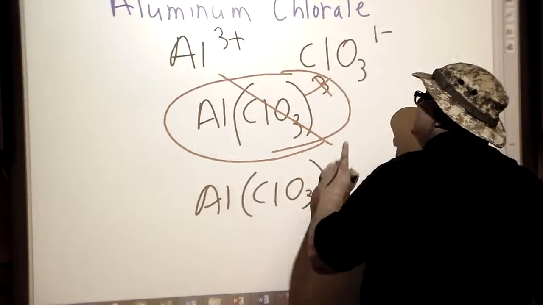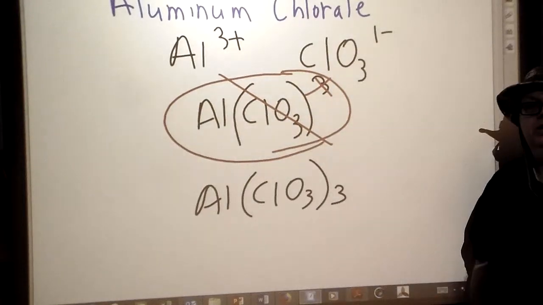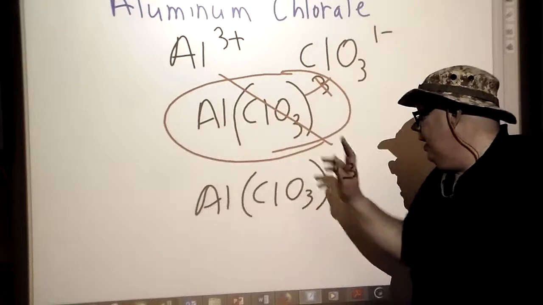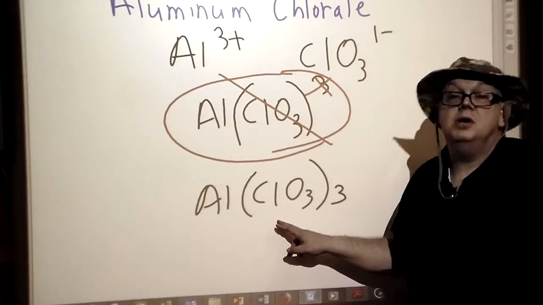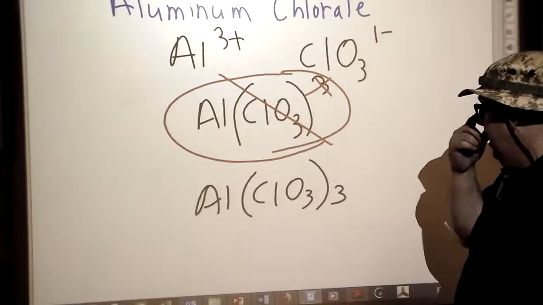The way to do it is Al(ClO3)3. Since I have 3 of them, I put 3 here. That's the correct way to write it. And again, Al has a +3 charge. I have 3 times -1 is a -3, so these cancel out. So this is what we have, ladies and gentlemen.